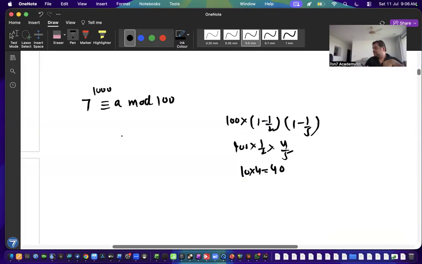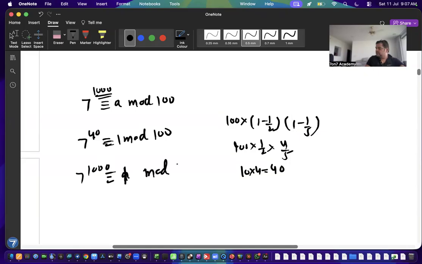It means it repeats every 40. If I write 7 raised to 40, that gives me 1 mod 100. So if this power is a multiple of 40, then the answer is going to be 1. Is it a multiple of 40? Yes, it is a multiple of 40. So with such big numbers, when the power is a multiple of 40, the answer is 1 only. Perfect. You have to get used to these kinds of questions.